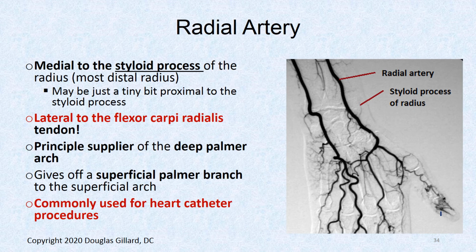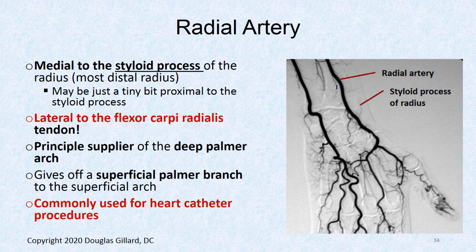Radial artery, you guys pretty much know this one. I just already said this. It's just medial or toward ulnarly speaking, but anatomically it would be medial to the styloid process, lateral to flexor carpi radialis. And it's commonly used for heart catheter procedures now. They used to go through your femoral artery, which causes big blood clots. Now they go through your radial artery, and it's a lot better. There's only about 6% of the time you're still going to get a blood clot.